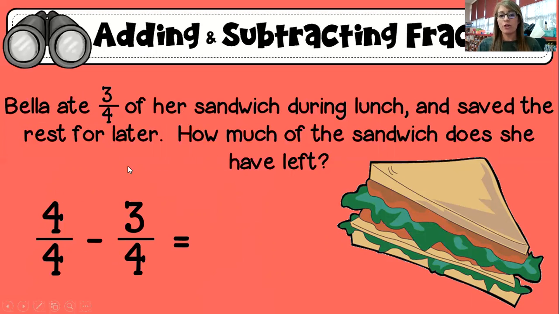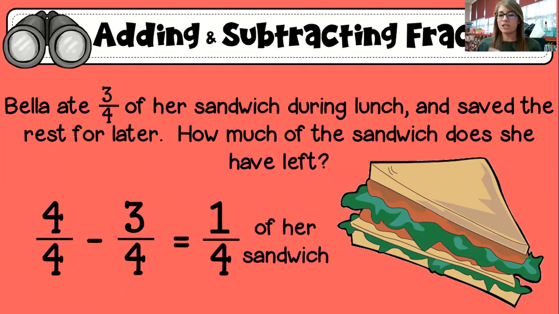And she ate 3/4 of it during lunch. We need to figure out how much she has left that she has saved for later. Okay, are our denominators the same? Yes, they are. So now we can just focus on the what? Numerators. Very good. So when we focus here on the numerators, 4 minus 3, we get 1. Very good. And my denominator stays a 4. So she has 1/4 of her sandwich left for later. Maybe just enough for a tiny little snack.